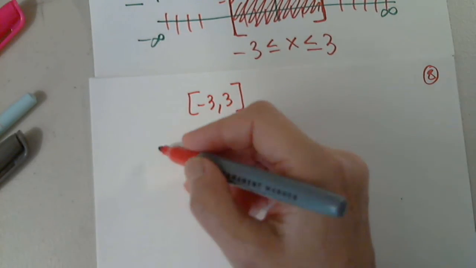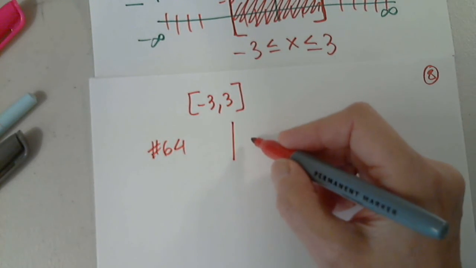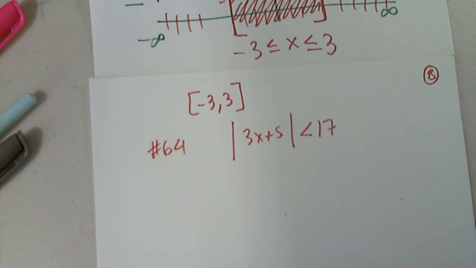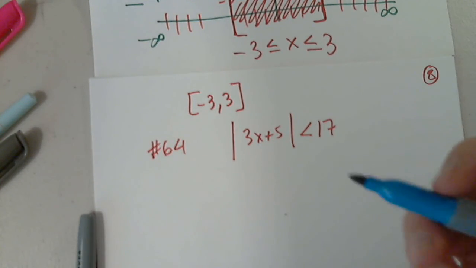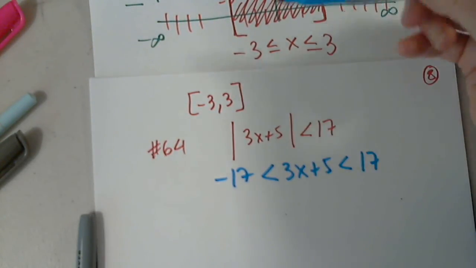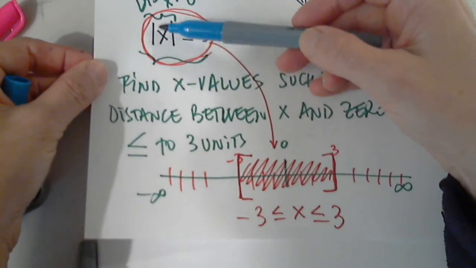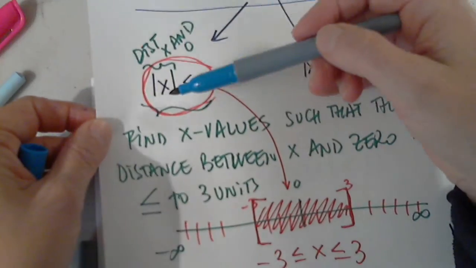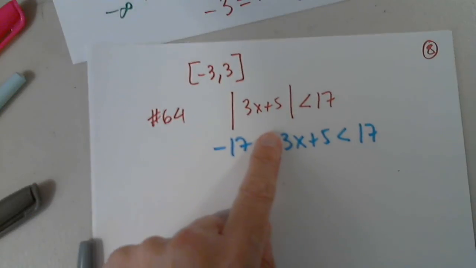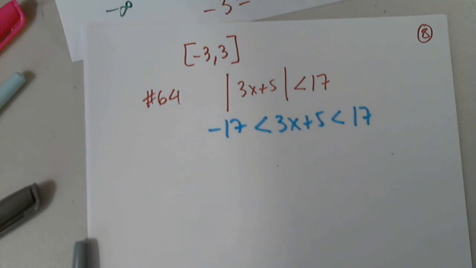So for example, the absolute value of 3x plus 5 less than 17. It's exactly the same thing. I have to write that negative 17 is less than 3x plus 5 and is less than 17. It's the same type of inequality. It's just that here I have 3x plus 5 now, and here I have 17. I still have to have 3x plus 5 between negative 17 and 17. And now I already changed this inequality into a compound inequality, and I know what to do.